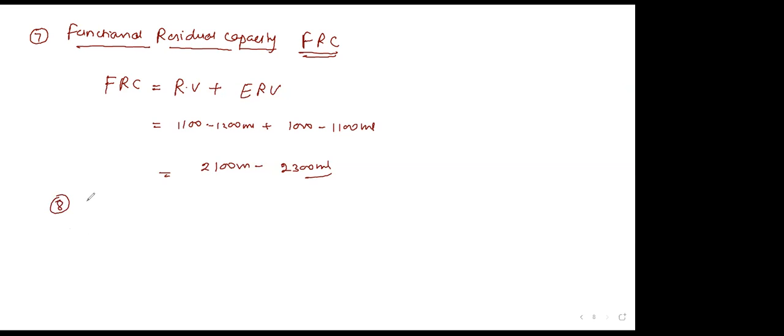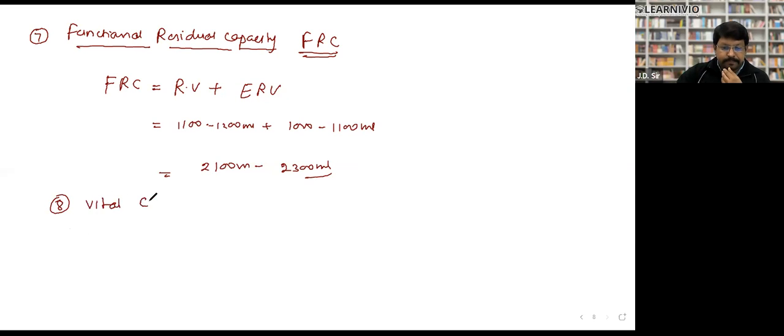What is vital capacity? Put the heading vital capacity, VC. You will get ample questions in your medical examination from these 9 terms, and no question will be out of these 9 terms, I claim. So you have to revise it again and again, 6 to 7 times. Then you will be able to assimilate it in your brain, right?